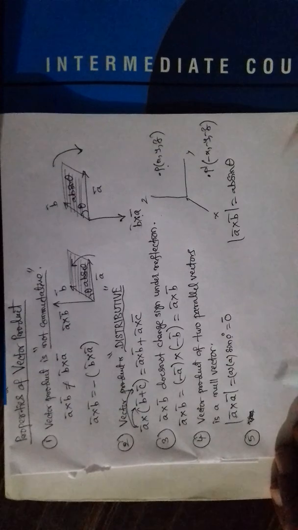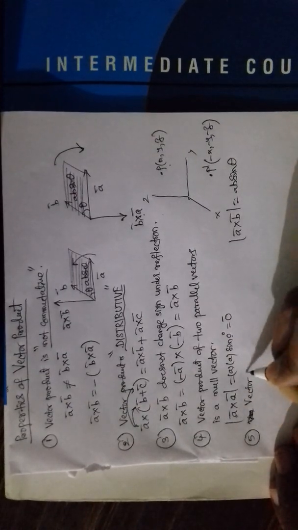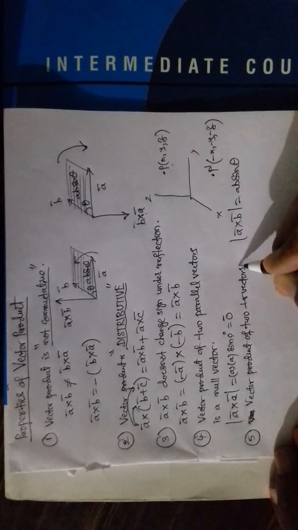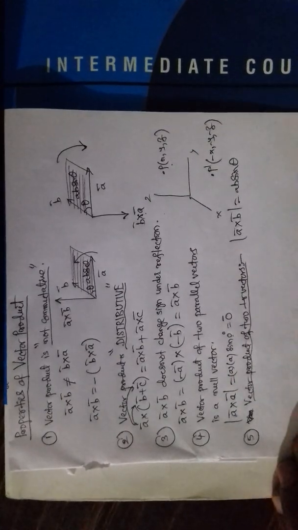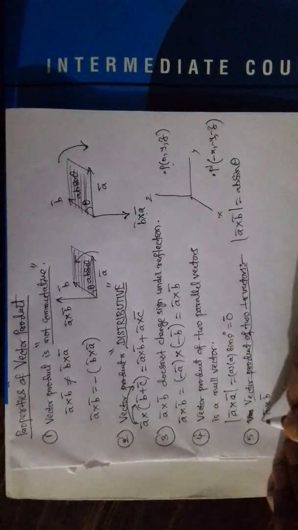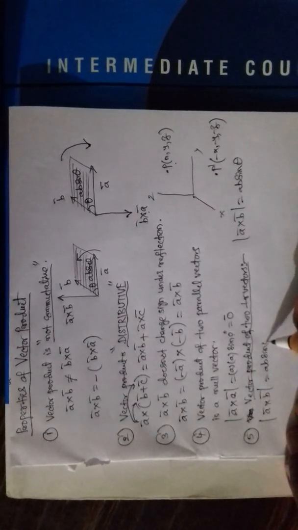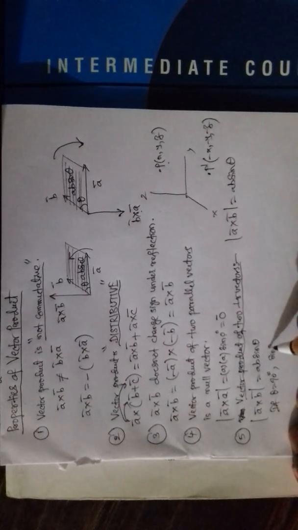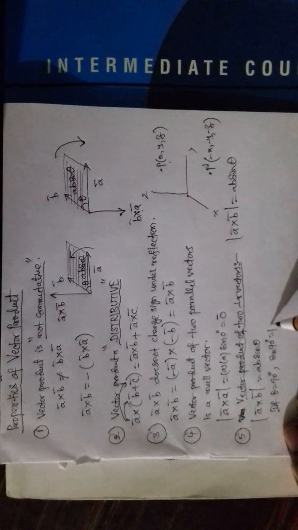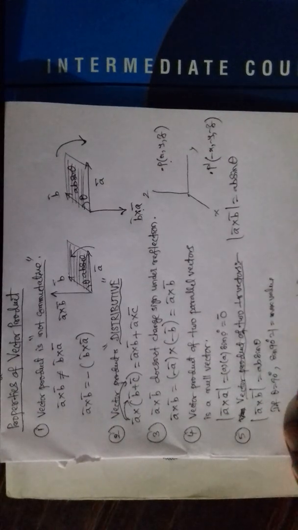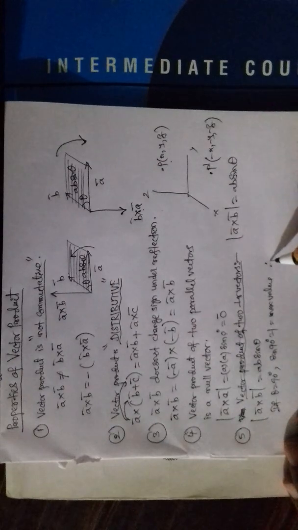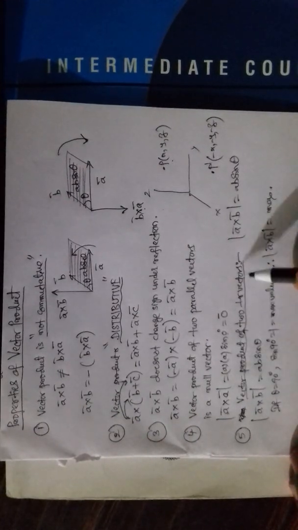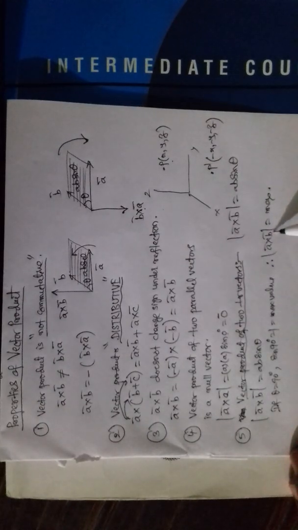Now, vector product of two perpendicular vectors. Suppose A cross B, its magnitude AB sin theta. If theta is equal to 90 degrees, sine 90 is equal to 1. This is the maximum value. Therefore, A cross B also maximum. So when two vectors are perpendicular to each other, then their cross product gives maximum magnitude.